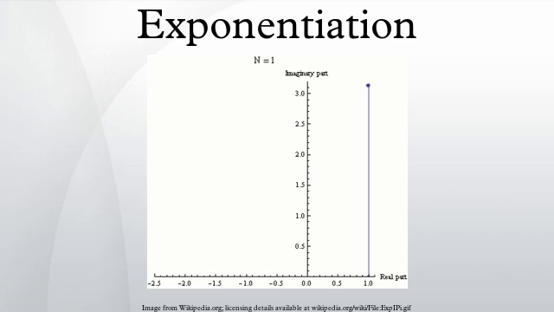Exponentiation is a mathematical operation, written as b^n, involving two numbers, the base b and the exponent n. When n is a positive integer, exponentiation corresponds to repeated multiplication. In other words, a product of n factors, each of which is equal to b. Just as multiplication by a positive integer corresponds to repeated addition.